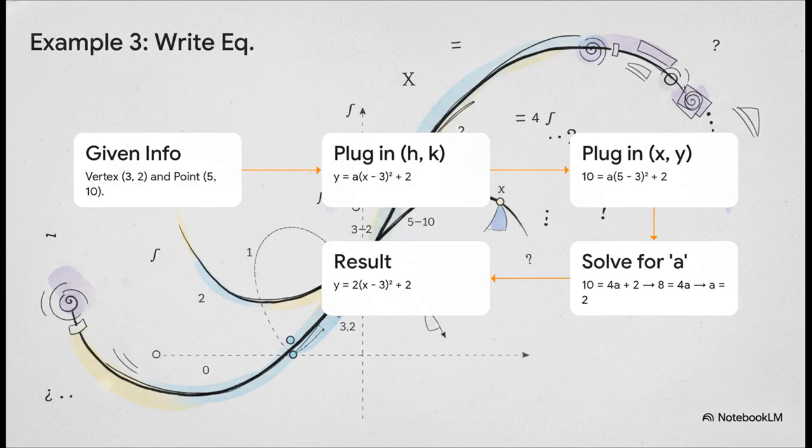First, you plug in h and k, so you have y equals a times (x minus 3) squared plus 2. Then you just use that other point as your x and y to solve for that last missing piece, a. A little algebra later, and we find a is 2. So the final equation is y equals 2 times (x minus 3) squared plus 2.